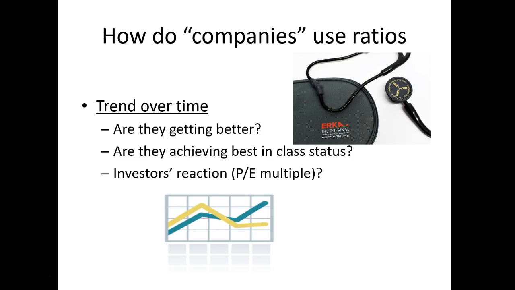So now let's talk about how companies use ratios. They use them to look at trends. Are they getting better or worse? If they set a target to be best in class, how are they progressing towards it? They also look at investors' reaction, because if the overall performance of the company on some of the ratios is not doing well, the investors' reaction, which is the price to earnings multiple, is going to be not as good. You'll see that when I compare TJ Maxx with Macy's in coming slides.